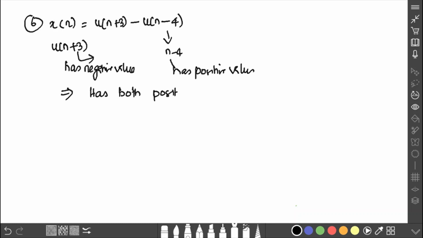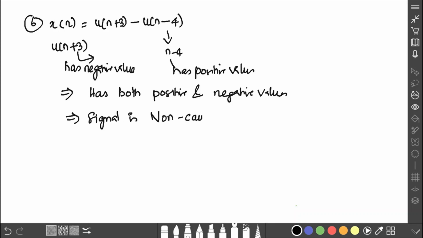So for 2 marks you could write only this. Since it has both positive and negative values, the signal is said to be non-causal, because it should have only the 0 value for the given condition of t or n less than 0.